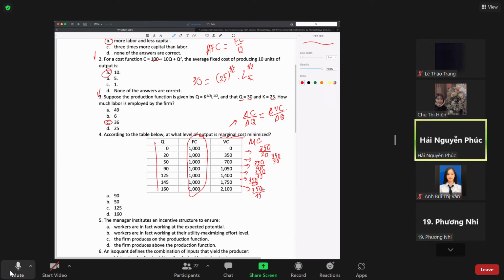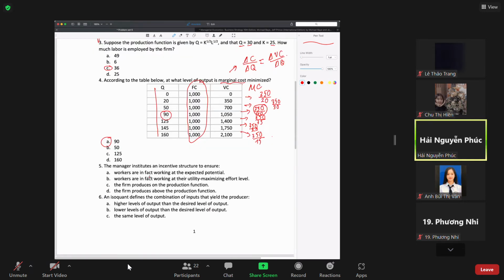Which answer? B, 50? Not that. A. A, that's correct. At the quantity of 90, we have the marginal cost is 350 divided by 40. Then it should be A.